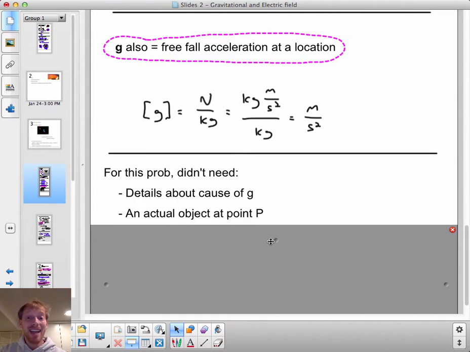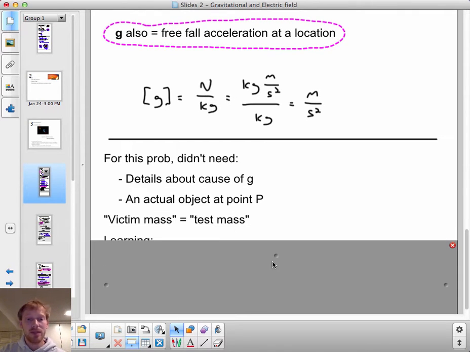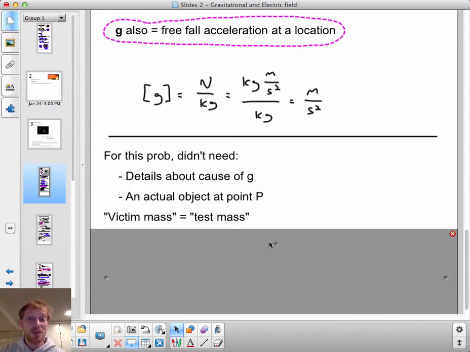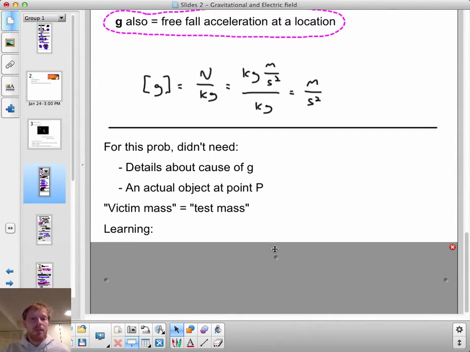All right, you didn't actually need there to be an object at point P for me to tell you that there was a gravitational field at point P. Kind of interesting. By the way, I have used the term victim mass so far. I will also use test mass, because you can bring a mass to a particular location in space to test what the gravitational field is at that space. So test mass is a synonym.